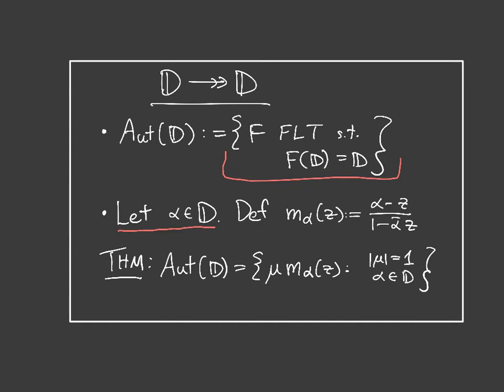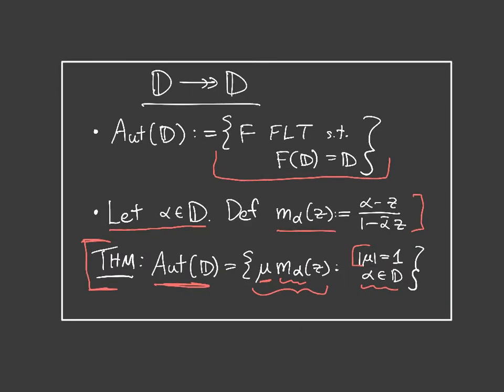For any alpha in the unit disk, define this function m sub alpha of z, which is (alpha minus z) over (1 minus alpha bar z). And then our main theorem here is going to say that the automorphisms of the disk, when written in the complex plane form, are going to be of this type. There'll be a constant mu on the unit circle times m alpha, where alpha varies over the unit disk.